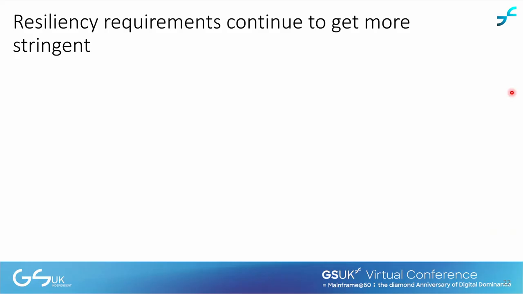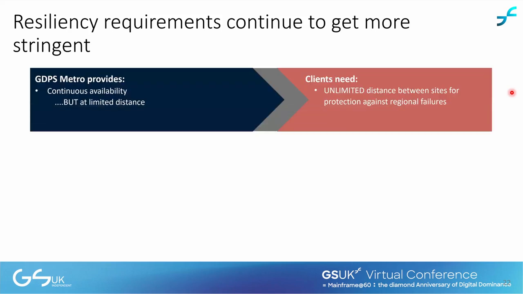Okay, well, since there's no real questions, I'm probably going to end up finishing a bit early. So we'll go over the resiliency requirements and how they continue to become more stringent and the things that came about from there. With these resiliency requirements, as we've already discussed, GDPS Metro provides us with continuous availability, but at a metropolitan distance, okay? So clients need unlimited distance between sites for protection against regional failures. That's what they came up with after Metro.